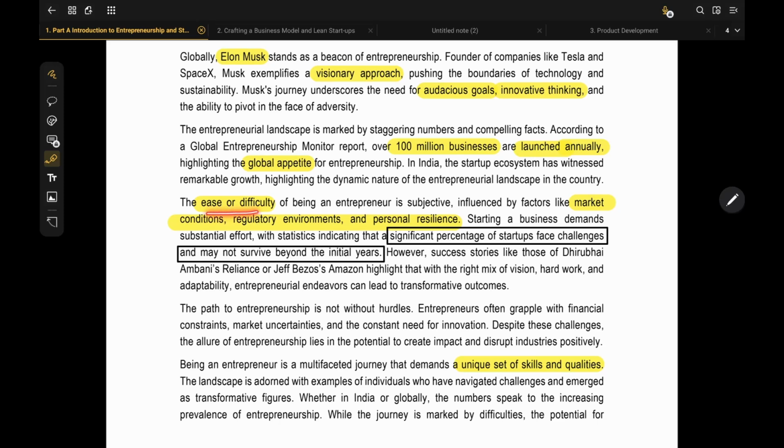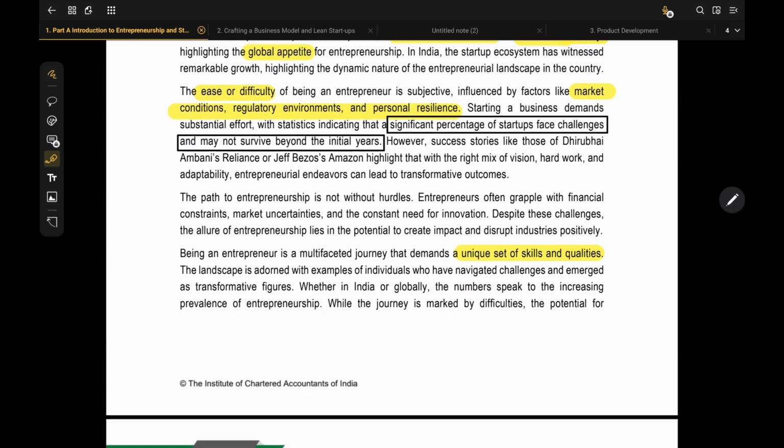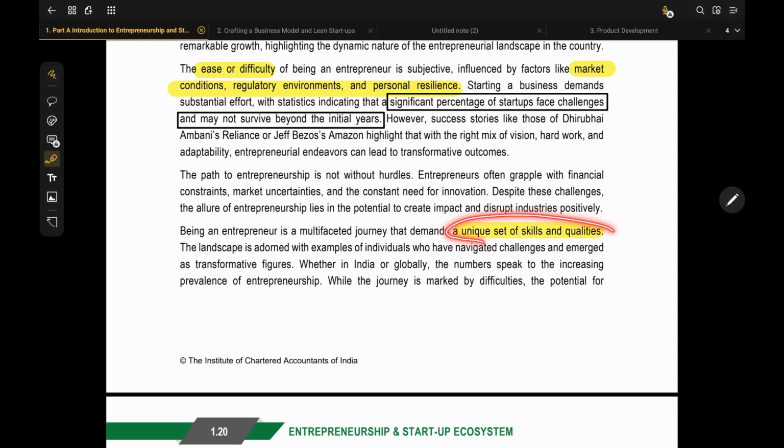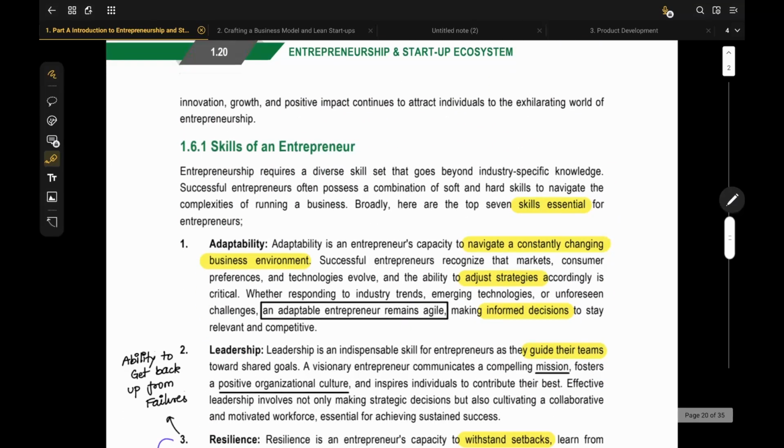And then the ease or difficulty of being an entrepreneur. Is being an entrepreneur easy or difficult? That is determined by the market, environment, and people's mindset. Everything determines the ease or difficulty of doing business. Many startups face challenges and may not survive beyond the initial years. An entrepreneur requires a unique set of skills and qualities.